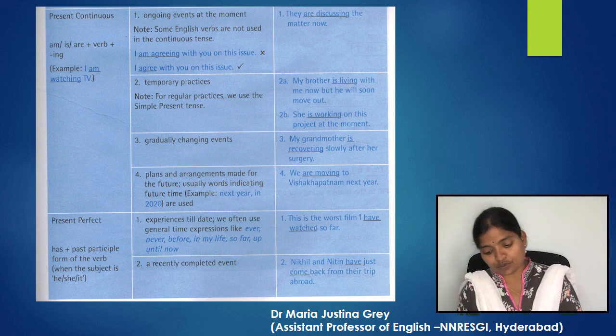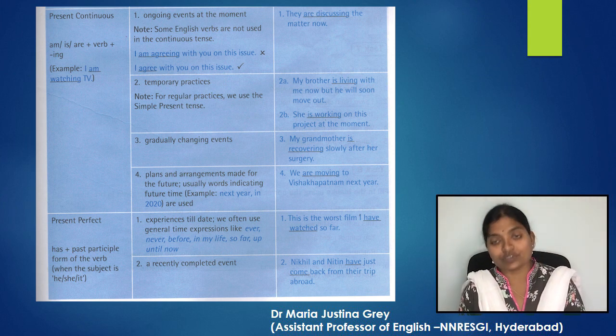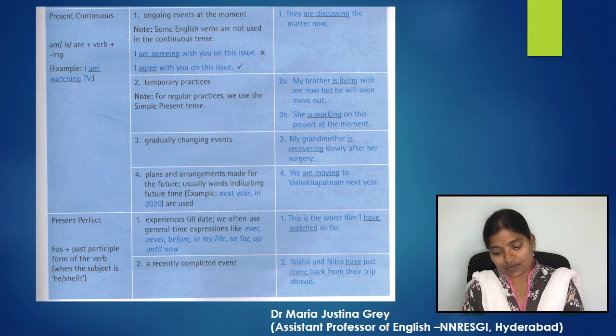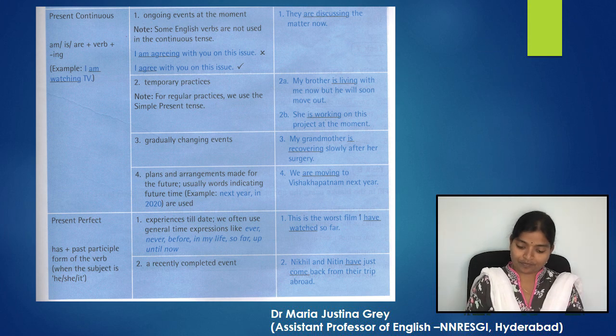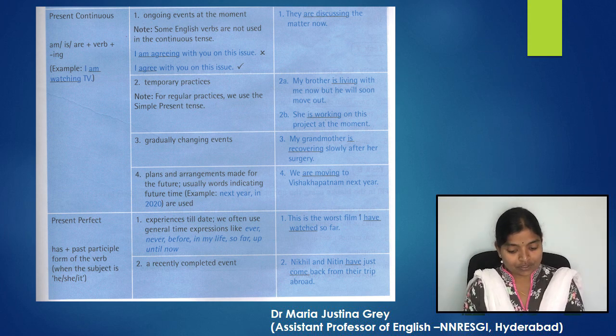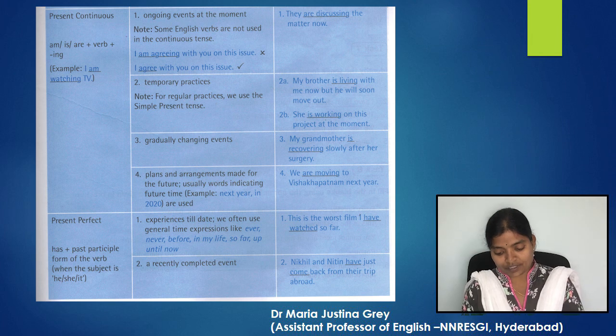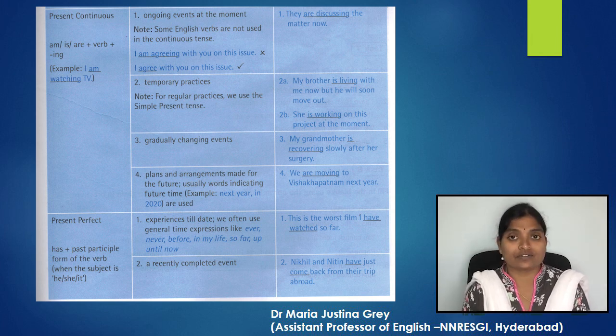Present continuous is also used to talk about gradually changing events. For example, my grandmother is recovering slowly after her surgery. Present continuous is also used to talk about plans and arrangements made for the future, usually with words indicating future time. For example, next year, in 2020, etc.